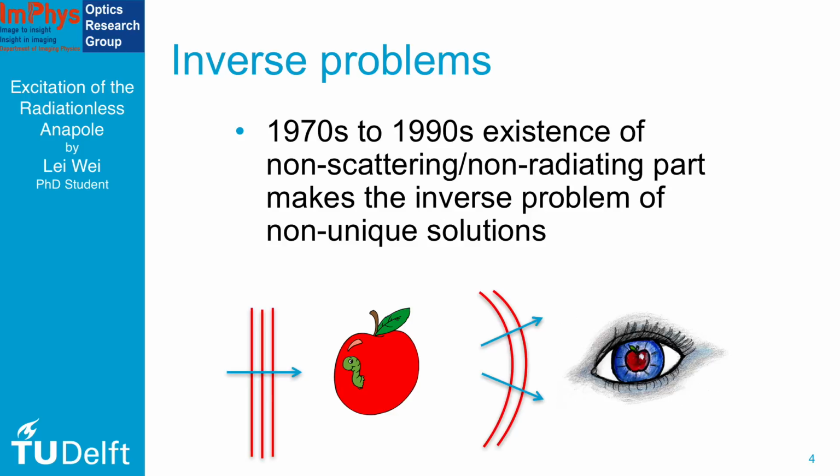Inverse problems are of great importance in all metrology methods trying to retrieve the parameters of an object from their far-field scattering or radiation. However, the existence of non-scattering or non-radiating parts makes the inverse problems have non-unique solutions. Consider a worm to be the non-radiating part of an object, like an apple. Since it is non-radiating, whether there are 0, 1, or infinite worms inside the apple, you won't be able to see it. The apple in your eye may just be an illusion, not a complete representation of the object.